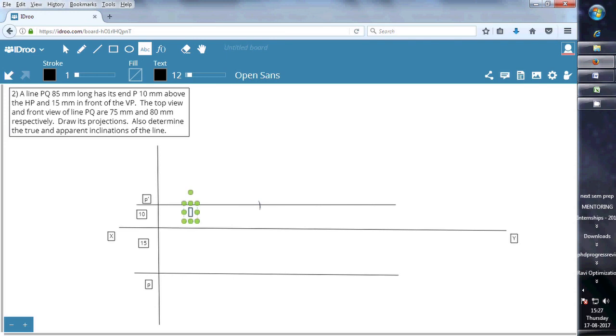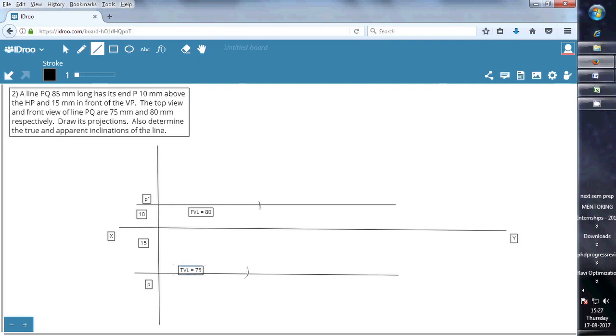Similarly, take top view length, which is equal to 75 mm, as radius and point P as center. Cut an arc on the horizontal projector passing through the point P and name this line segment TVL equal to 75 and the FVL is equal to 80.